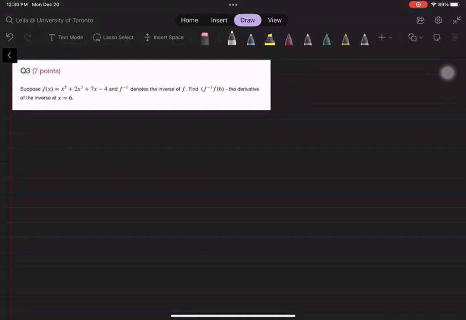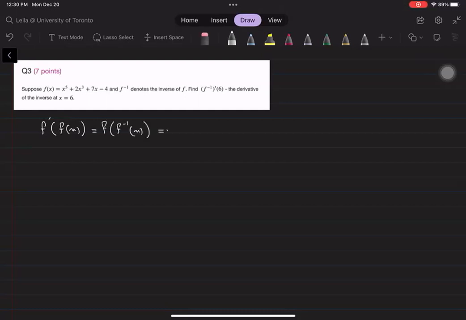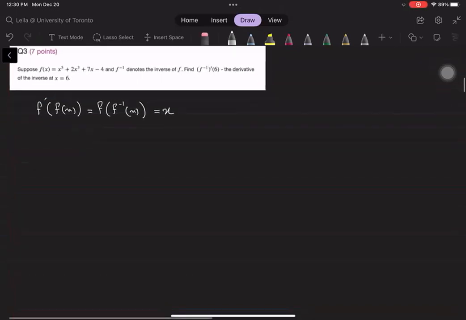Okay, so for this one, remember that there is this formula. I'm gonna prove how you get it. So you know that f of f inverse of x is equal to f inverse of f of x, which is equal to x, right? Here, you can take the derivative of both sides. So here you would have 1.